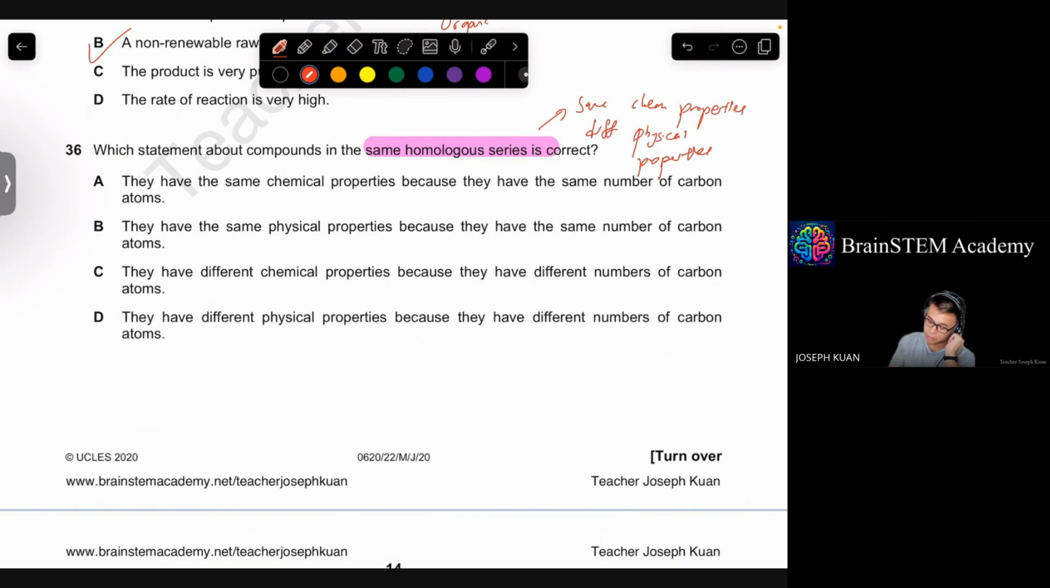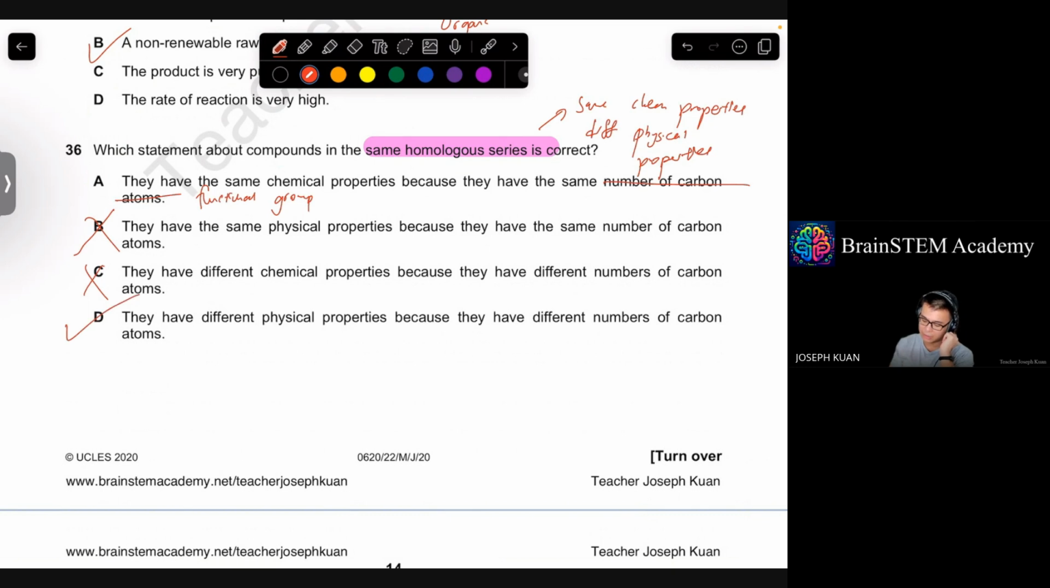We can eliminate B and C as answers first, but look at this justification. Same number of carbon atoms does not make the same chemical properties. This should be the same. The answer should be same functional group. The functional group is responsible for the chemical characteristics. So the best answer is D.